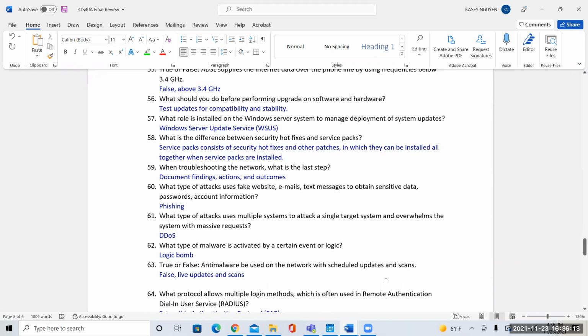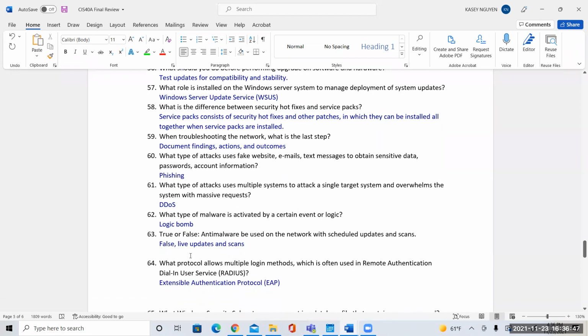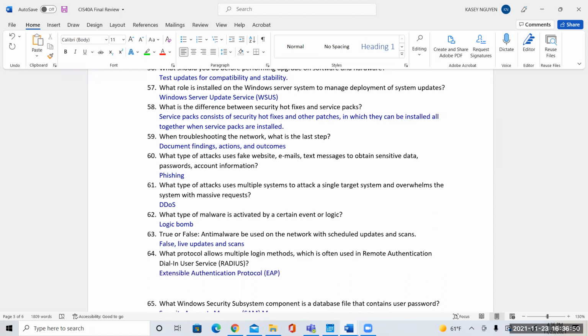Okay. True or false? Anti-malware is used on the network with scheduled updates and scan. No, false. It should always run live. So we have to run live updates and scan. Because you have people that bring their devices to work and their device could be infected. So if you do schedule scan, infection would spread in the time that you did scan. So you have to do live scan. And it should always be running. Back in the day, we would say, oh, we'll just schedule the scan. But now, not anymore. That's not the practice anymore.